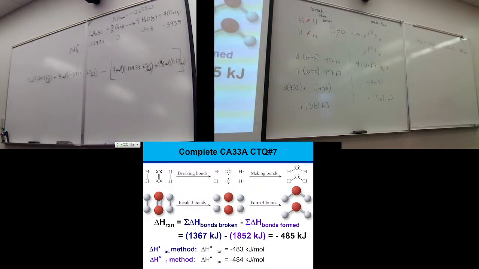And notice that this is different from the formation reaction. In the formation, we did products minus reactants. With bond dissociation, it's the reactants minus the products. So it's the opposite. Bonds broken on the reactant side minus bonds formed on the product side. So don't get confused. They're opposite.